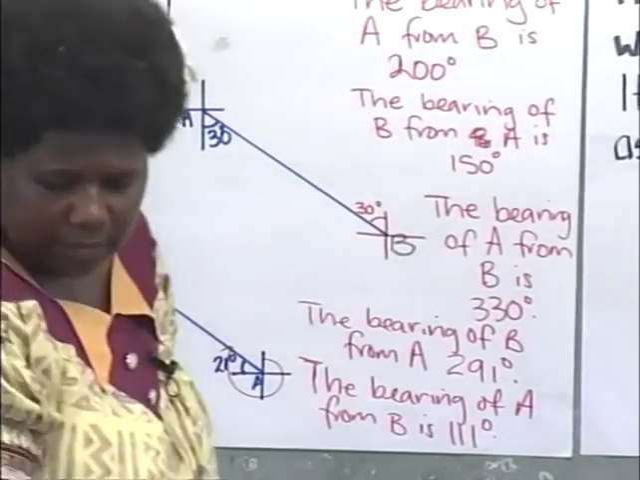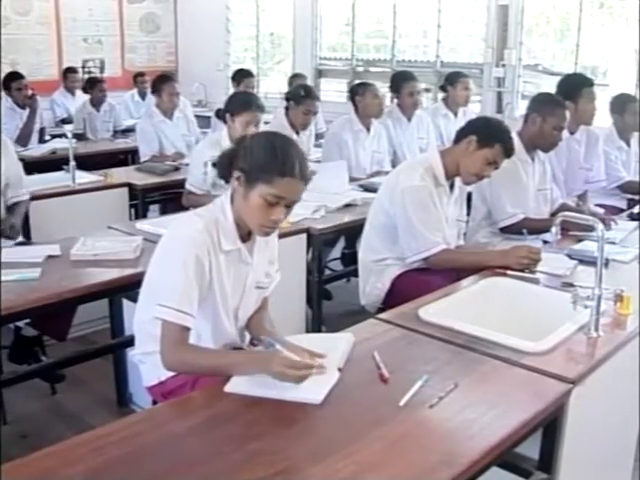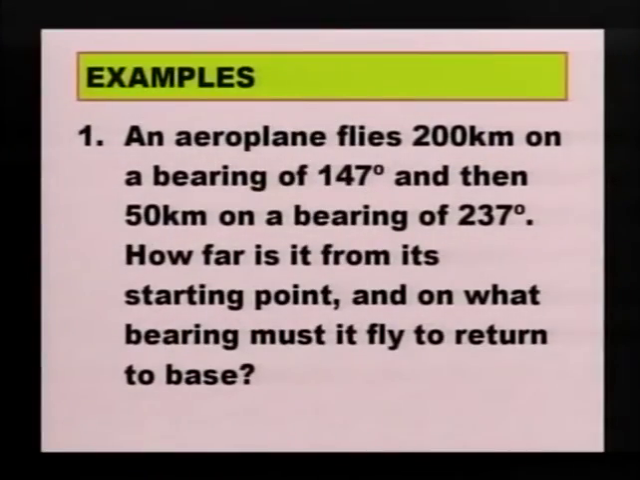Okay, I've got two more examples. This time there are two word problems. We have to draw the diagram and see if we can answer the questions that follow. An aeroplane flies 200 kilometers on a bearing of 147 degrees, and then 50 kilometers on a bearing of 237 degrees. How far is it from its starting point, and on what bearing must it fly to return to base? Okay, I am going to do this one, and then you will do the next one.